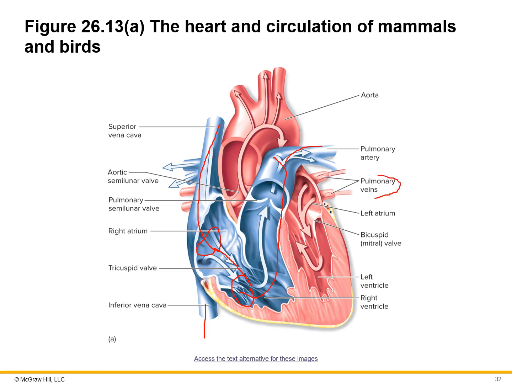So this is the exception. Typically veins are not oxygenated, but the pulmonary veins are. They come into the left atrium of the heart, go through the bicuspid valve into the left ventricle, and then flow into the aorta to go to the rest of the body. So again, most veins are deoxygenated and most arteries are oxygenated, but the pulmonary artery is not oxygenated and the pulmonary veins are. So they're opposites.